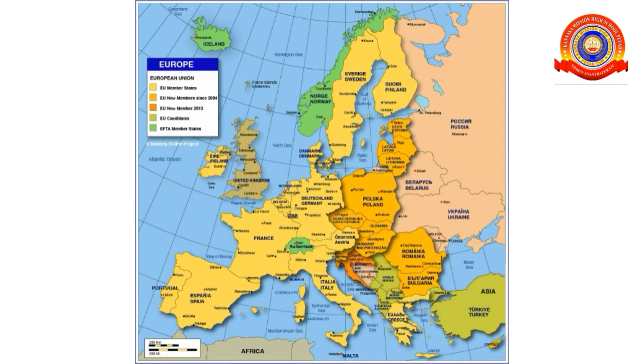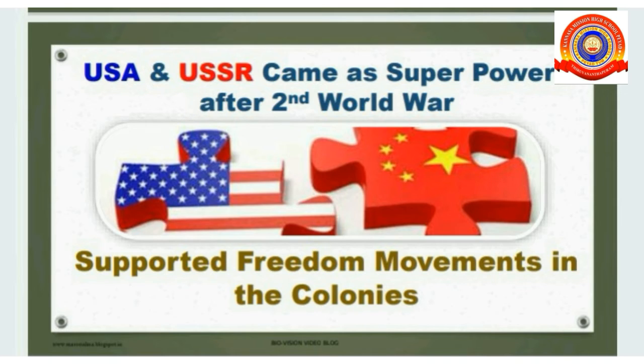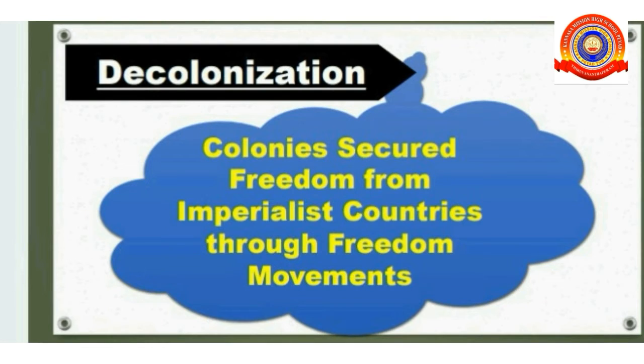Next one is decolonization. After the Second World War, European countries could not suppress the intensified nationalist movement in colonies. The USA and USSR, which emerged as superpowers after the Second World War, supported freedom movements in various European colonies. Gradually, colonies started to secure freedom from the imperialist countries. This process is called decolonization.